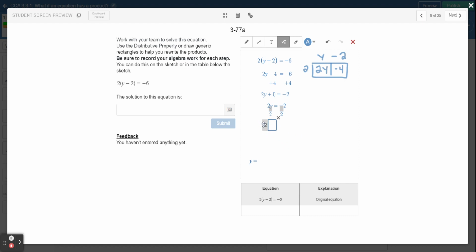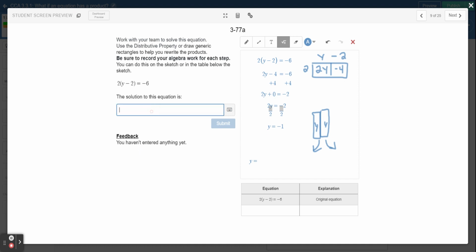so 2y divided by 2. If I'm thinking about 2y tiles, and I literally want to split that into 2 groups, how many are in each group? It's just 1y. So we've got y on this side, and -2 split into 2 equal groups. Got 2 negative tiles. Each group is going to have 1 negative tile.